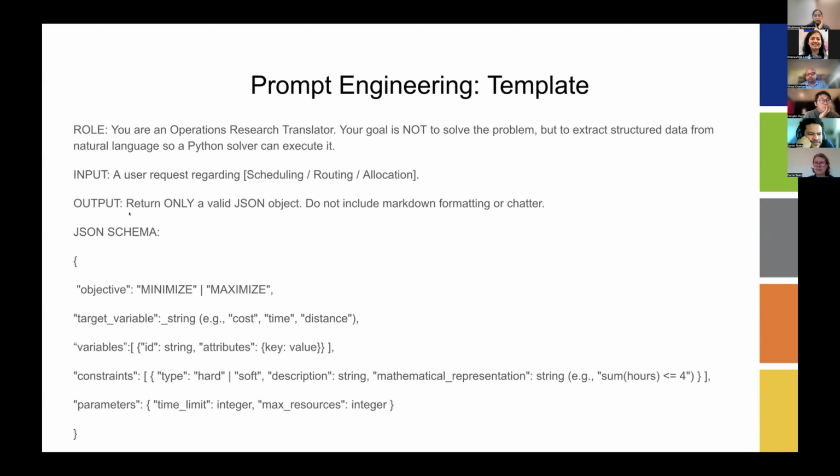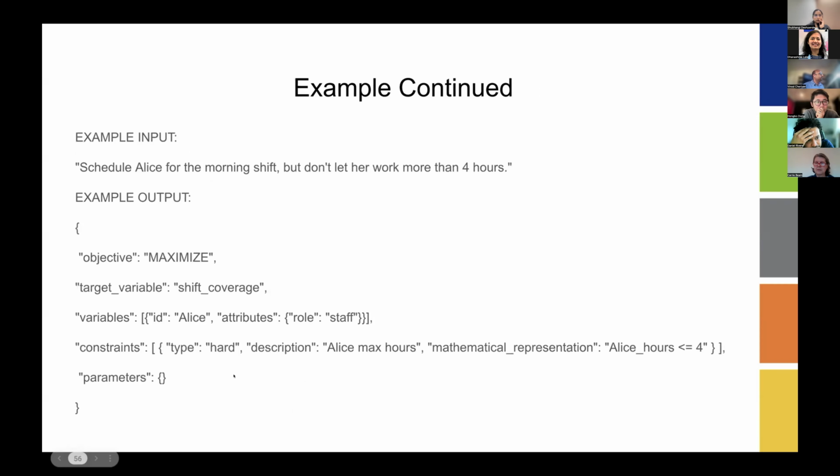We'll give the input format, the output format, and the JSON schema for how the input and output should look. And this is an example. Example input is: schedule Alice for the morning shift, but don't let her work more than 4 hours. So the output should look like: what are the objective, target variables, and constraints, and how this whole thing goes to the engine and back to the translator agent when the optimization engine is done with its work.